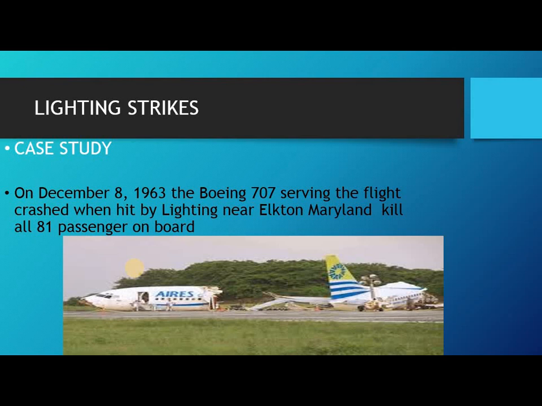If we look at our past history, where aircraft were not designed to be protected against lightning strikes, several aircraft crashed because of lightning strikes. There is a case study. On December 8, 1963, a Boeing 707 crashed near Elkton, Maryland, killing all 81 people on board.